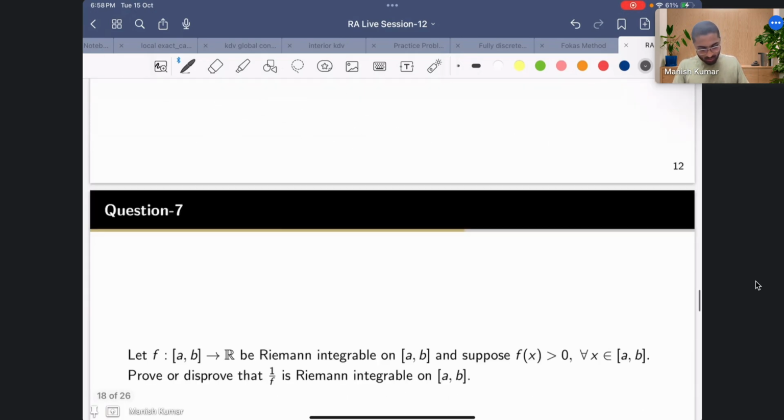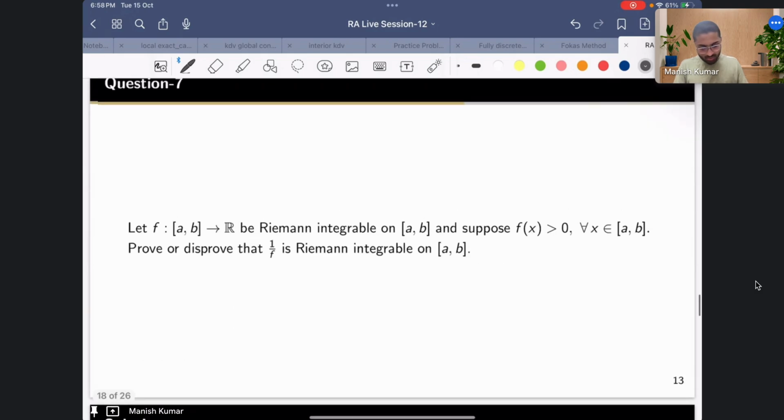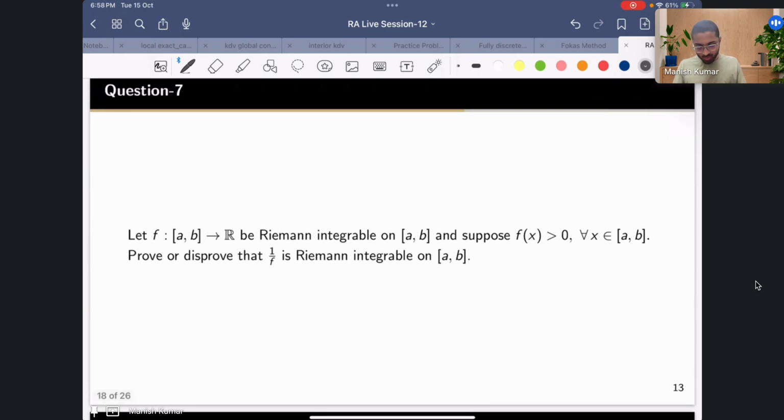Okay, so now let's move to this problem. Suppose you have a function f which is Riemann integrable, and assume that it is strictly positive, it is not going to be 0 at any point. Now can you say that 1 by f is also going to be Riemann integrable? It is not Riemann integrable, sir. 1 by f.